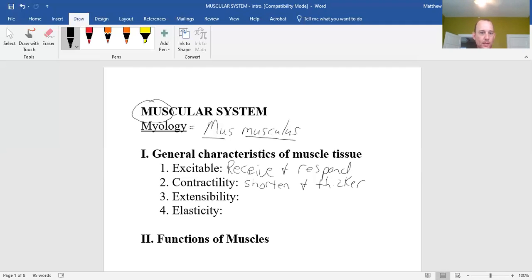It's shorter, all right? It is also extensible. That essentially means that it has the ability to stretch. In other words, when you extend your arm back out, that muscle is technically stretching, all right? And when you let it relax, it has elasticity. That essentially means it returns to its original shape.